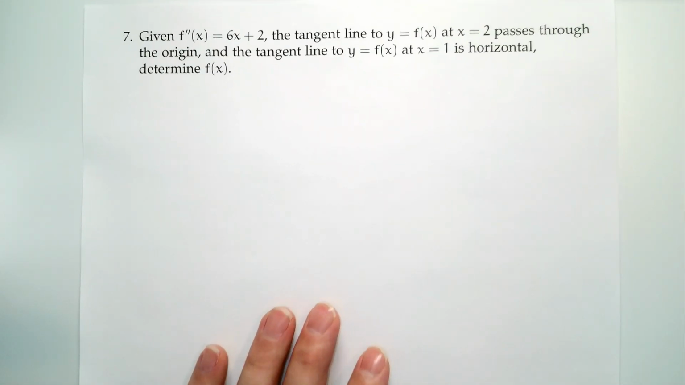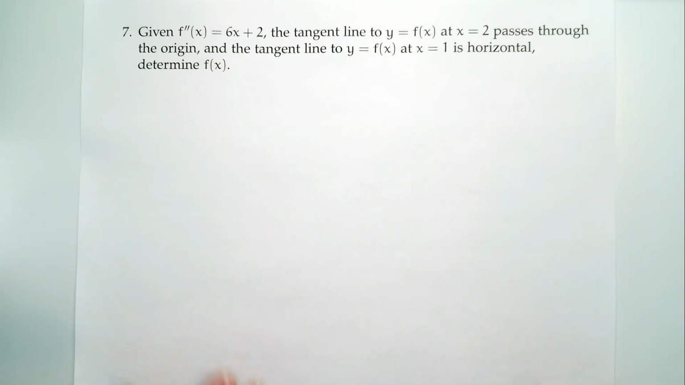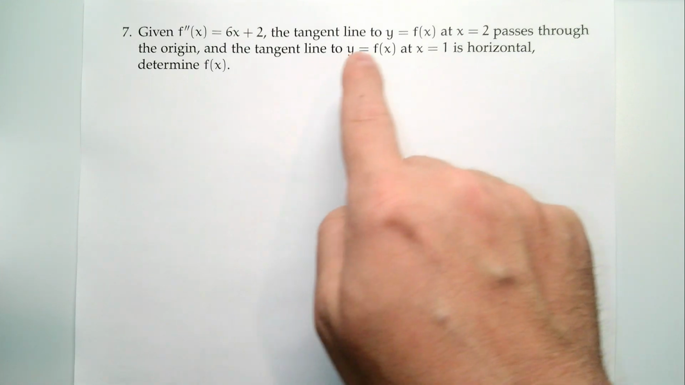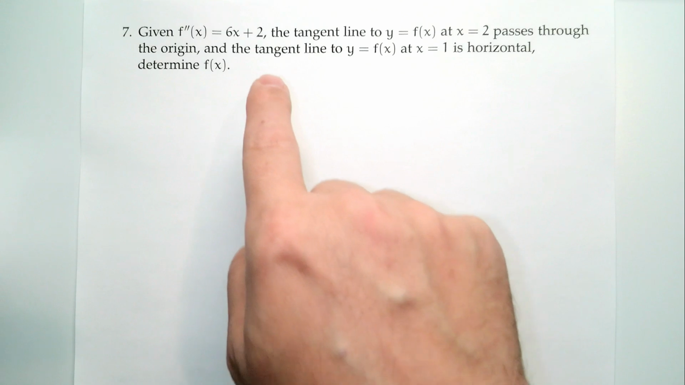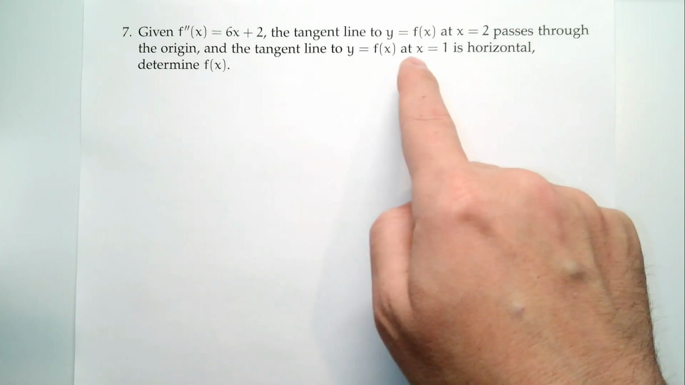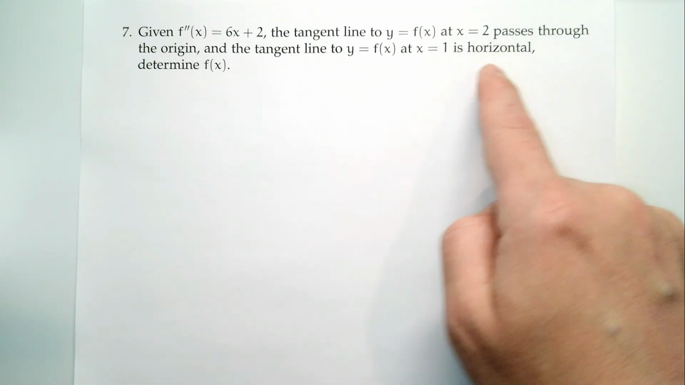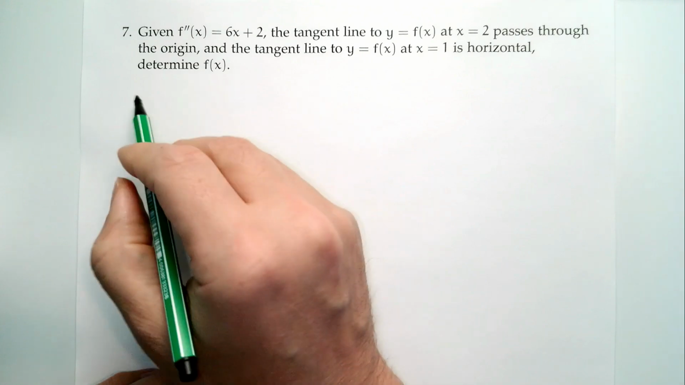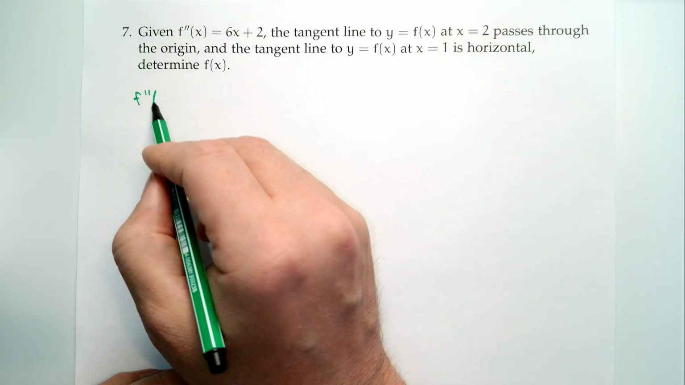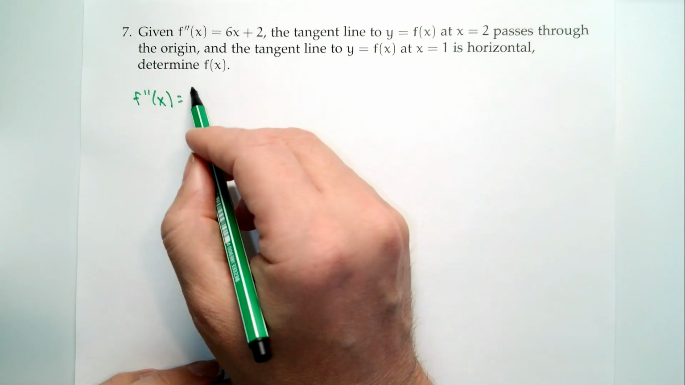Number 7. Given that f double prime of x is 6x plus 2, the tangent line to y equals f of x at x equals 2 passes through the origin, and the tangent line to y equals f of x at x equals 1 is horizontal, determine f of x. All right, well, what do we have? Let's just sort of say what we know. We want to find f of x, and we know f double prime of x, so we'll start by saying, here's f double prime of x. It's 6x plus 2.